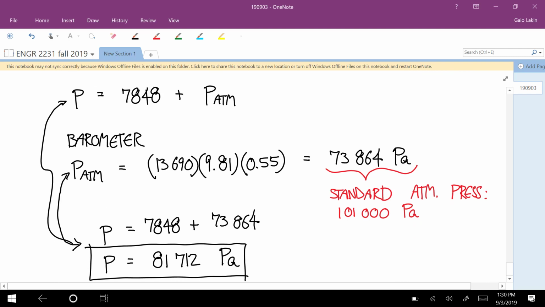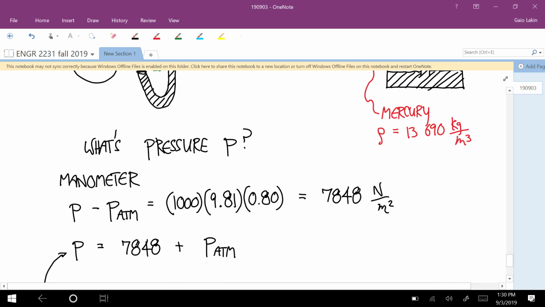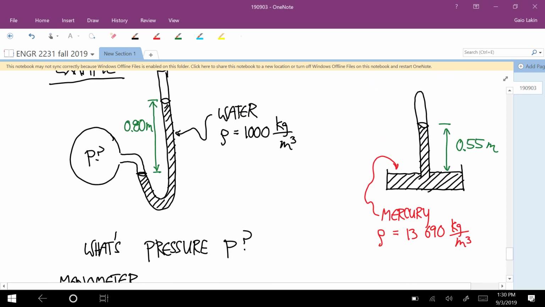So the answer from the barometer was to calculate the atmospheric pressure, and that answer was this, 73,864. I'm talking about that 81,000. We're just trying to calculate the pressure there. But the equation for the manometer has atmospheric pressure in it, so we have to take a little side trip to figure out the atmospheric pressure and then plug it in. Okay, I got it. Thank you. Any other questions about that?